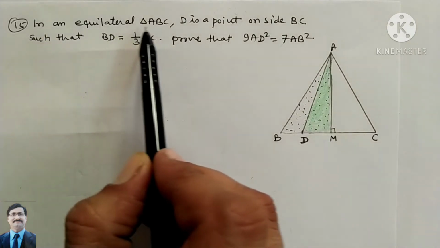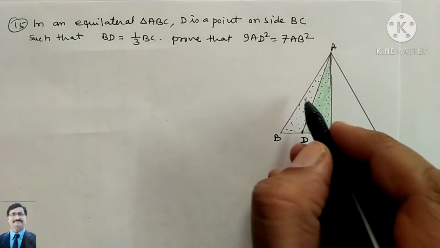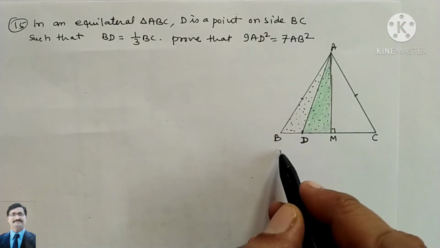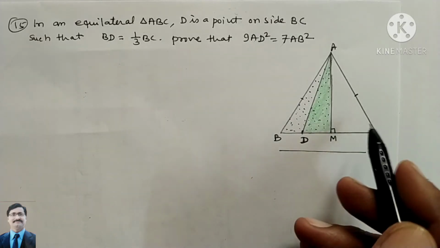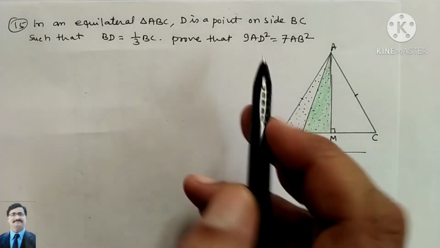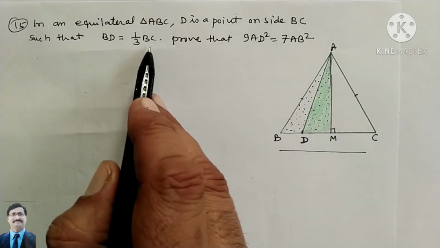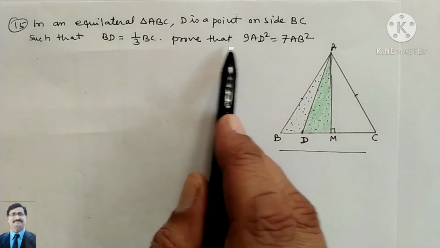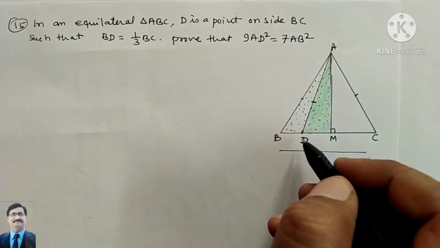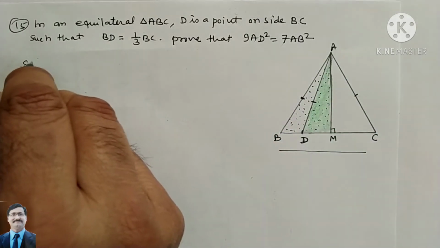In an equilateral triangle ABC, this ABC is an equilateral triangle, so all sides are equal, AB and BC and AC, all sides are equal. D is a point on side BC such that BD, this side, is equal to 1 upon 3 BC, and we have to prove that 9 AD square, AD means this side, equals 7 AB square, this is AB. So we write here this solution.